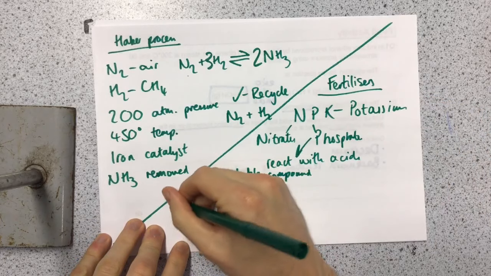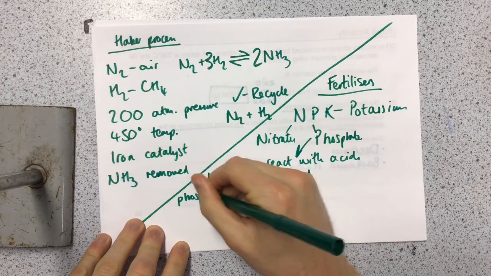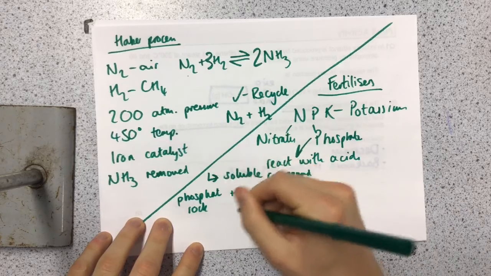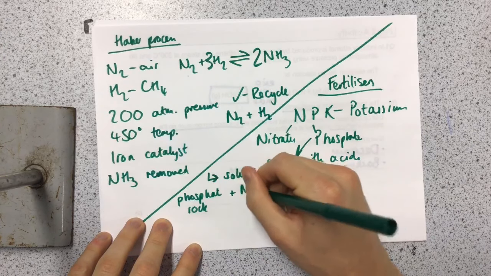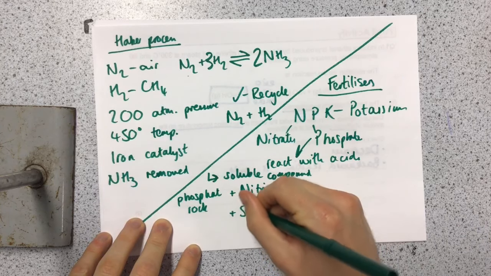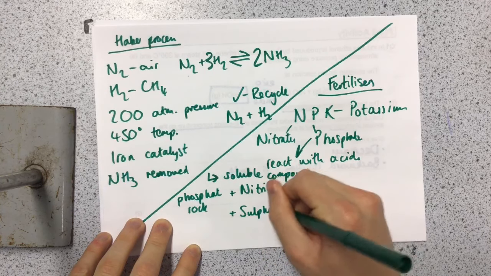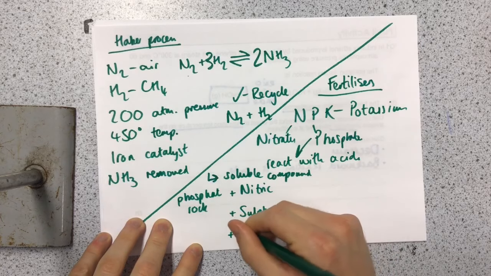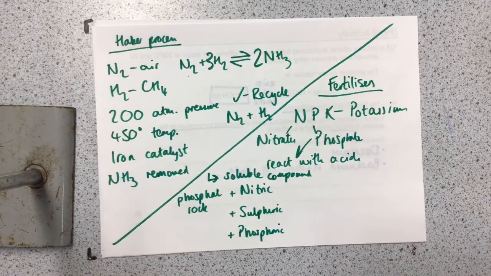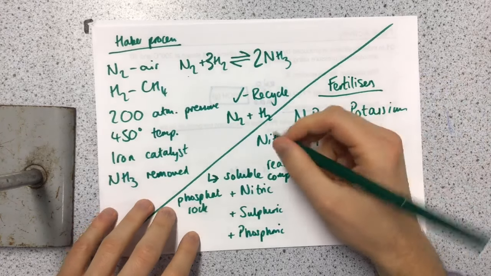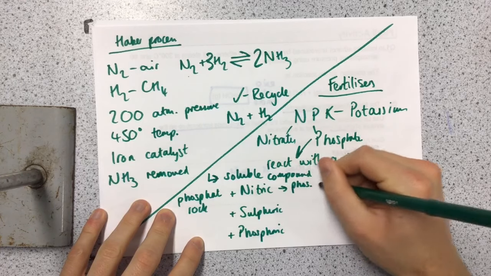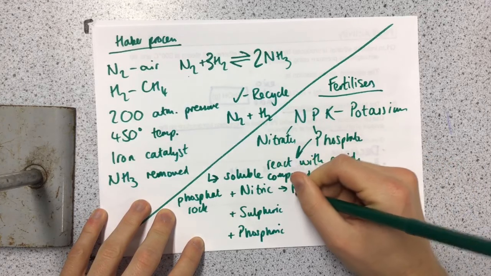So you get some phosphate rock. What you can do is add that to 3 different acids. So you've got nitric. You could add it to sulfuric. I'm not going to write acid on, because hopefully we should be aware of that by now. Or phosphoric. With this one, you're going to get phosphoric acid and calcium nitrate.